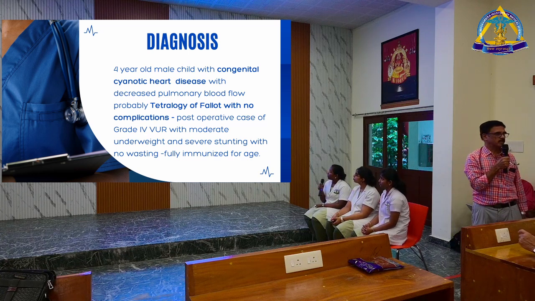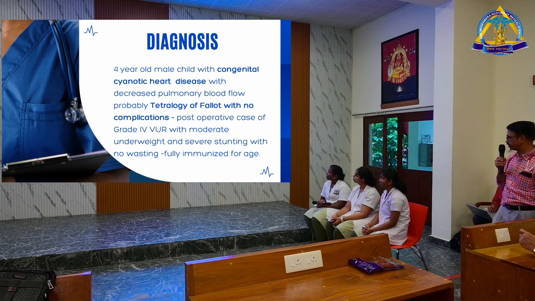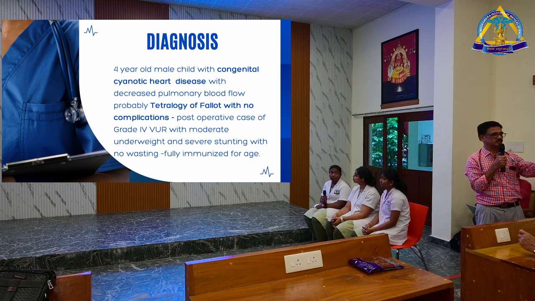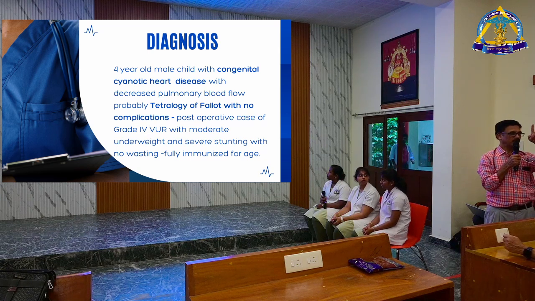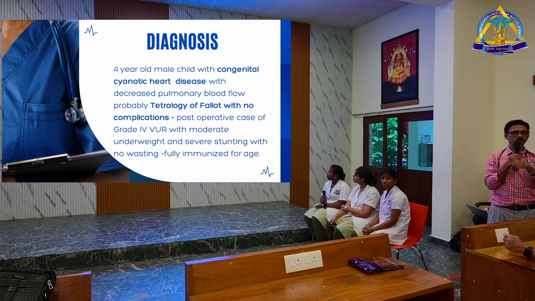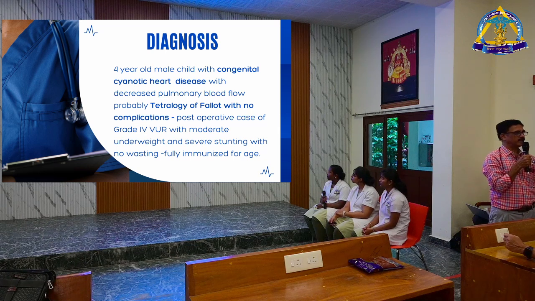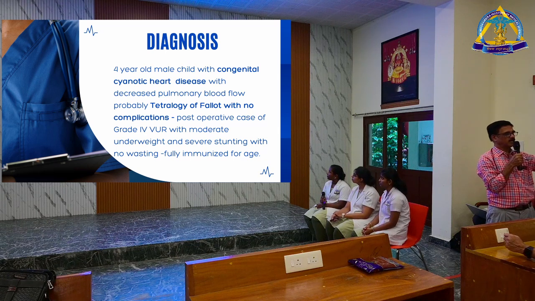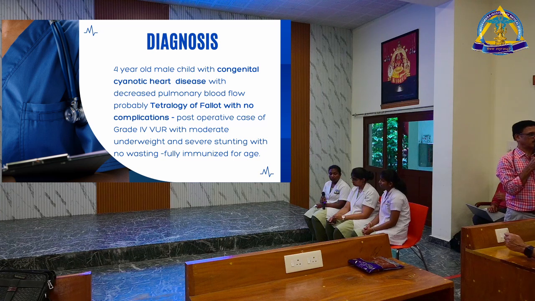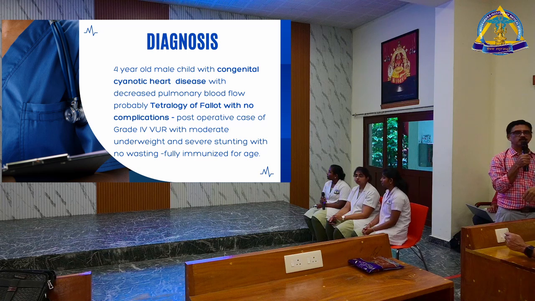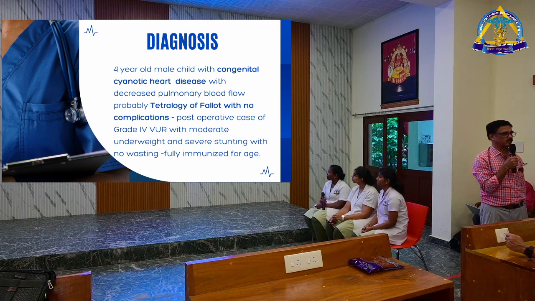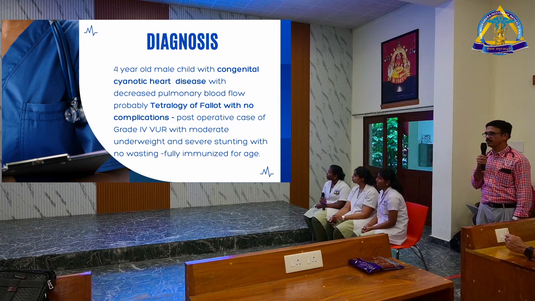So your diagnosis is congenital cyanotic heart disease, decreased pulmonary blood flow, tetralogy of Fallot, no complication. That's how you have to write the diagnosis. Congenital cyanotic heart disease, decreased pulmonary blood flow, tetralogy of Fallot, no complication. And if the child has other complications, you add them. So that is your final diagnosis.